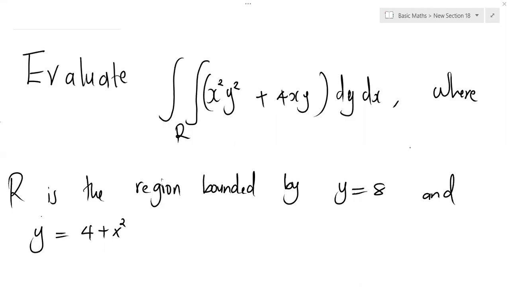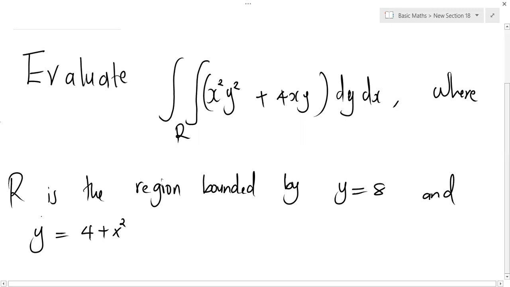Hello guys, I would like us to look at how to evaluate the following question. This is a double integral with the region defined by the bounding curves y is equal to 8 and y is equal to 4 plus x squared. Now, we've not been given the limits, so we're going to sketch the region, and then the region is going to help us define the limits. So we're going to start with a sketch.